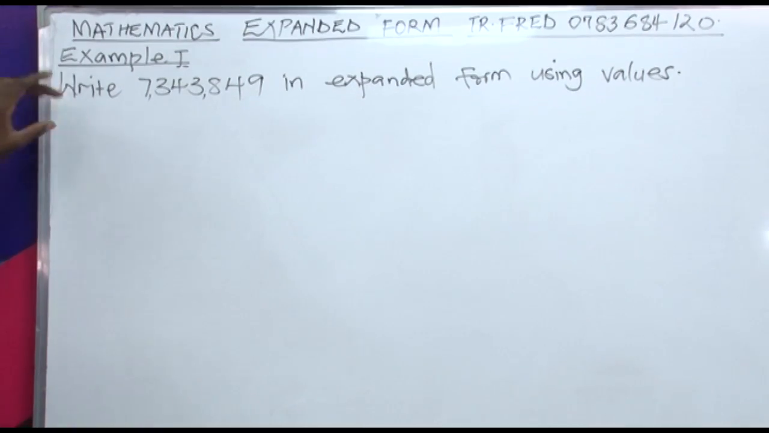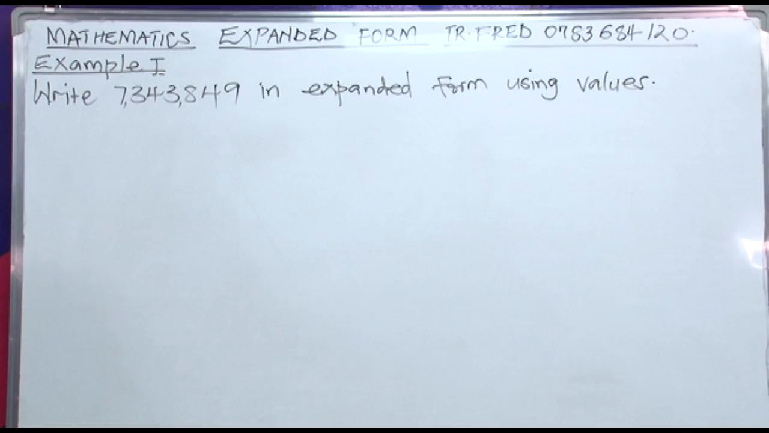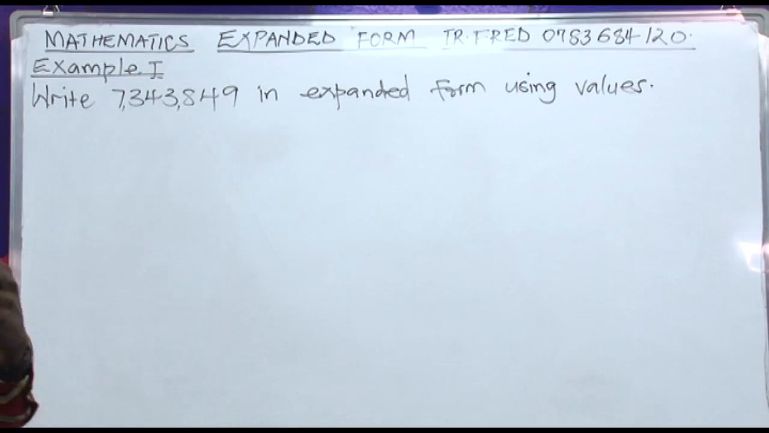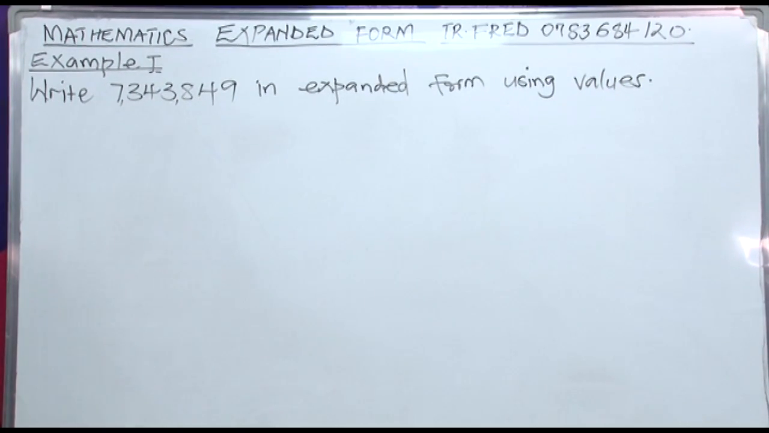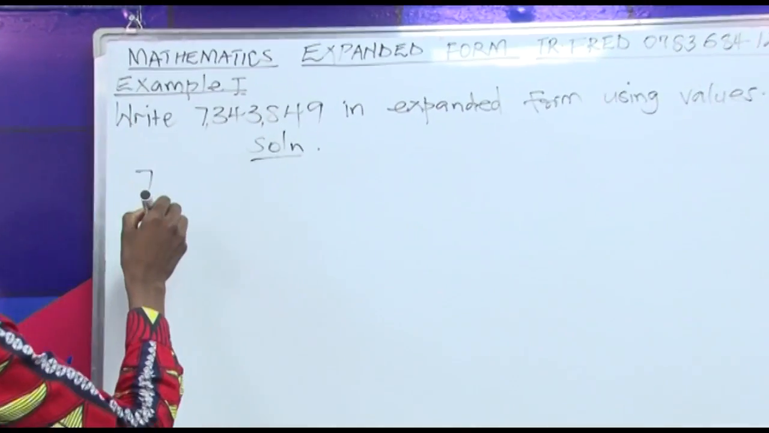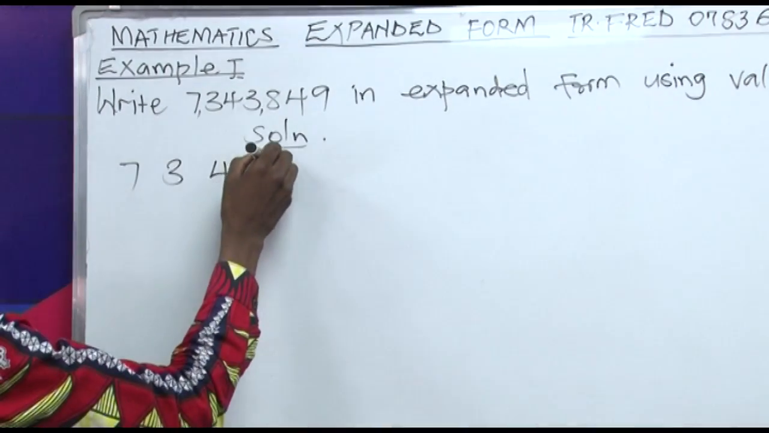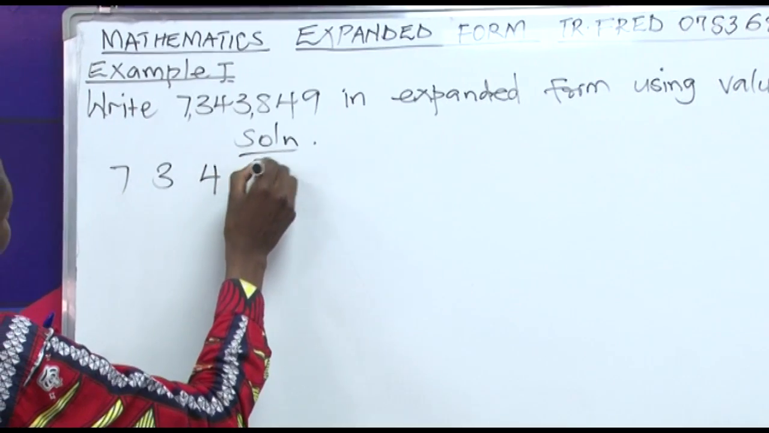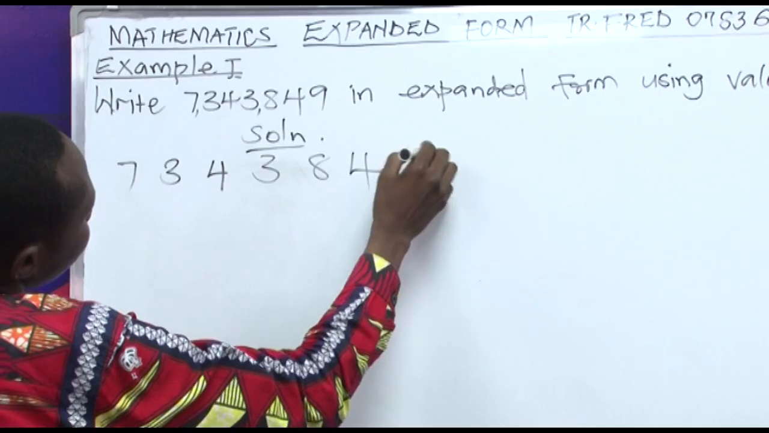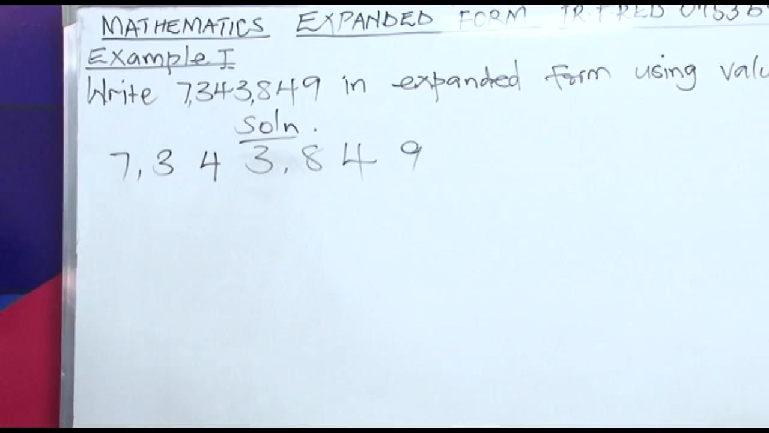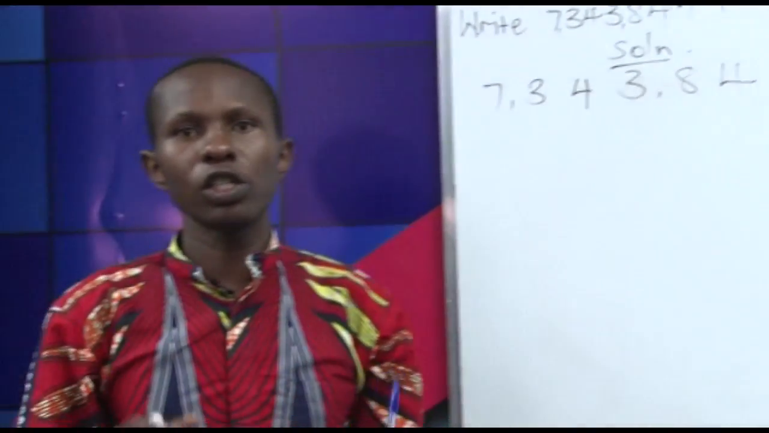So they have already given us the number, and they want us to write it in expanded form using values. First of all, we copy our number here. Then we identify the places of each digit in that number. When we copy this number, we copy it the way it is and paste it here. After copying it, we give each digit its place value.